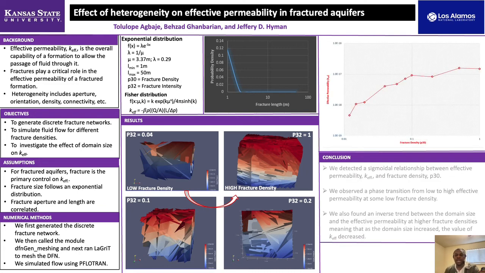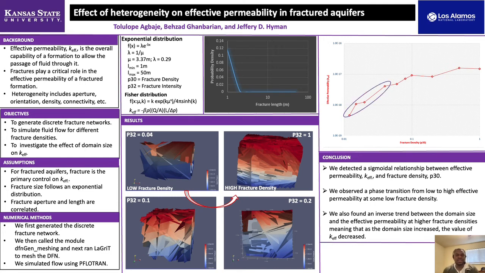Based on this model, we're able to come up with different conclusions. The first conclusion we made was that we made a plot of the effective permeability against the fracture density, and we detected a sigmoidal relationship between the effective permeability and fracture density. At low fracture density values, you observe a phase transition between the effective permeability and fracture density. At high fracture density values, we observe a more stable relationship between the effective permeability and fracture density.